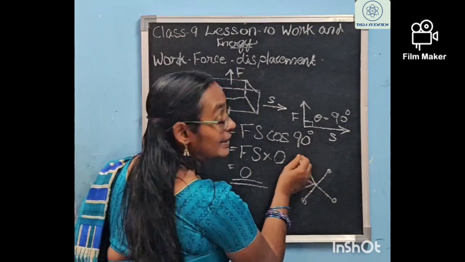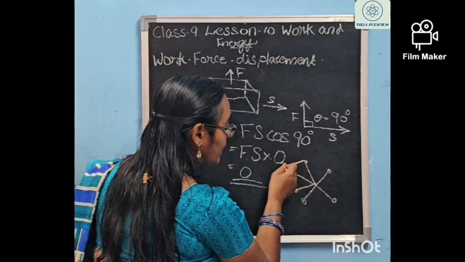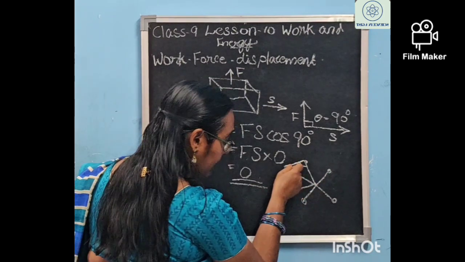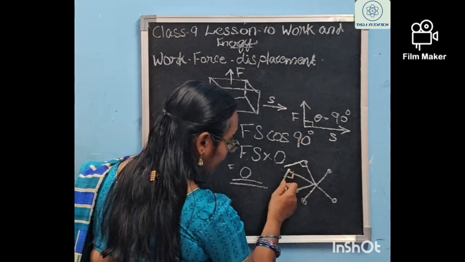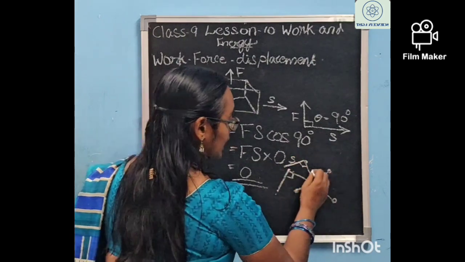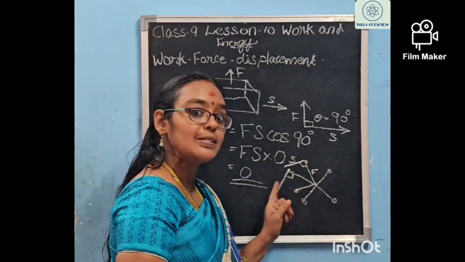But what will be the direction of the stone? If I am throwing it away, it will be moving in this manner. This is 90 degree. If I am throwing in here, it will be moving in this manner. So again 90 degree. So this is the displacement. This is S and this is F. In this case, work done is said to be 0.